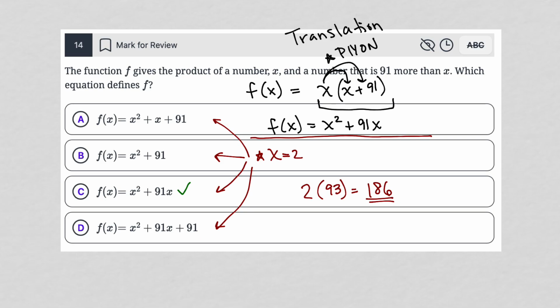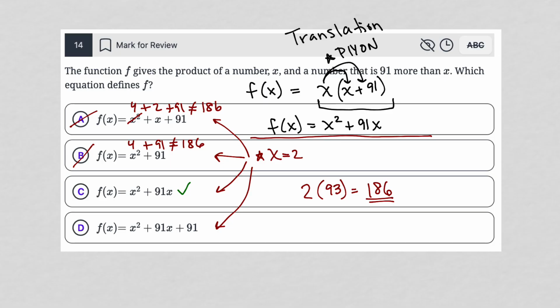186. So for choice A, 2 squared is 4, plus 2 plus 91. That would be equal to 97. So that is not 186. So that's why A is gone. For choice B, 2 squared is 4, plus 91, well, that would be 95. So that's also not 186. So that's why that one's gone.